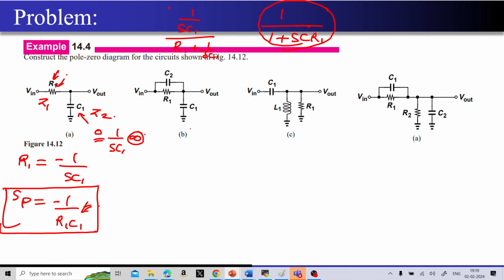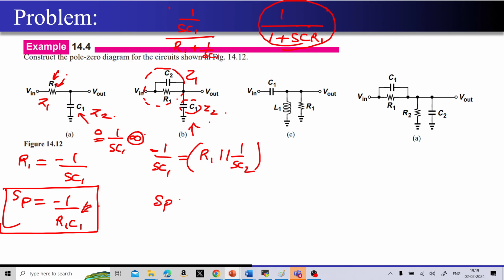Now if you move on to this particular case, again this complicated network is my Z1, and this is my Z2. If I equate the negative impedance of each other, what I will be left with is 1 upon SC1, that is negative, will be nothing but R1 parallel 1 upon SC2. Correct? And now if you solve this, you will get the pole to be minus 1 upon R1 into C1 plus C2.